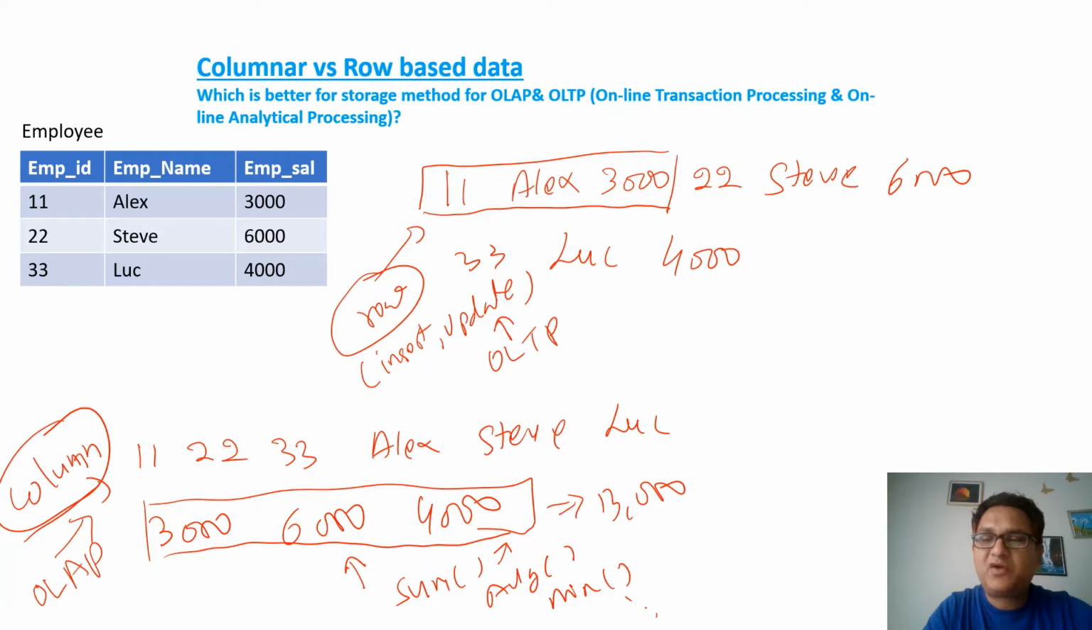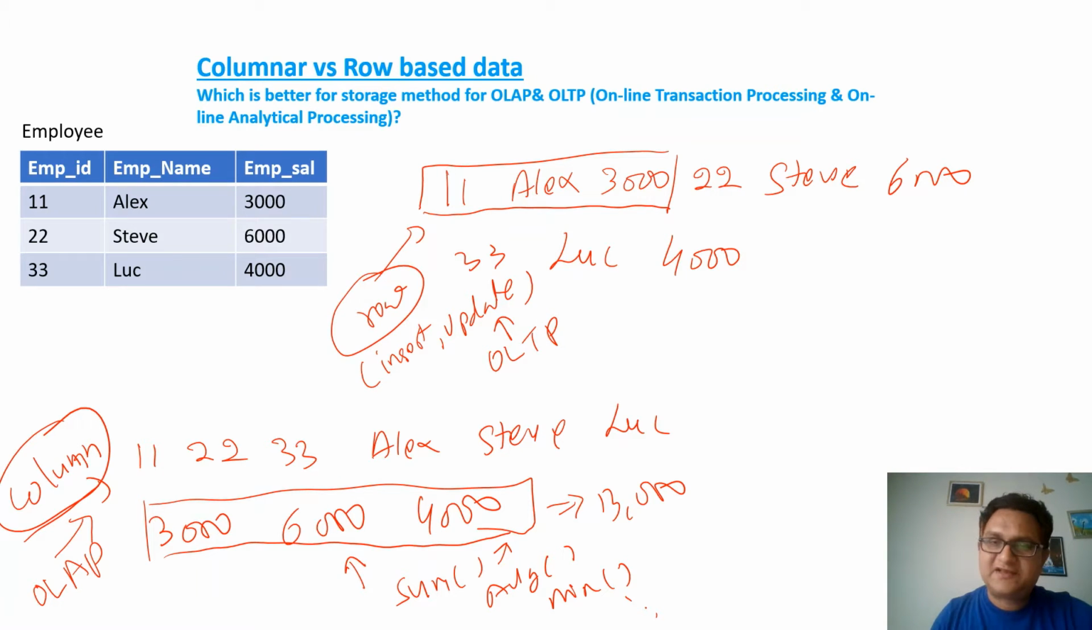Now, if you are talking purely about aggregation functions, whether it's sum, average, or mean, these kinds of operations are very fast in a column-oriented database, or storage, right? So that will help to understand where OLAP and OLTP are helpful. I hope you got the understanding of the columnar and row-based approaches.